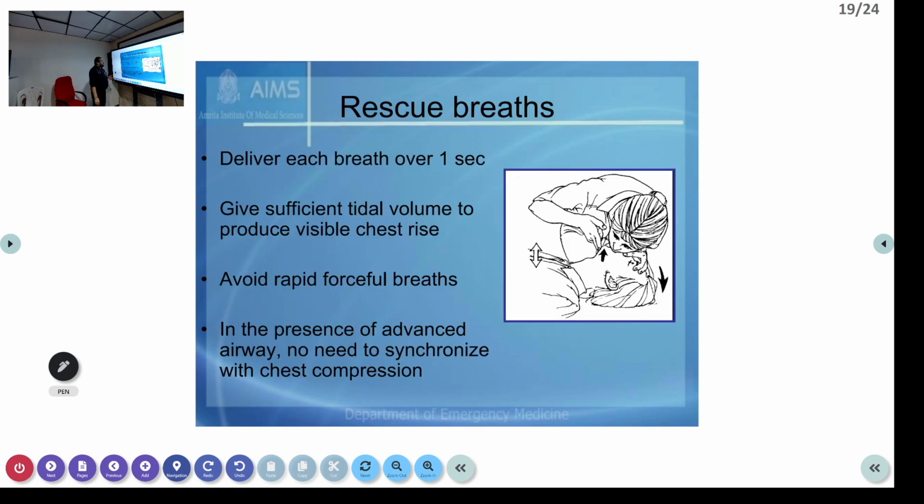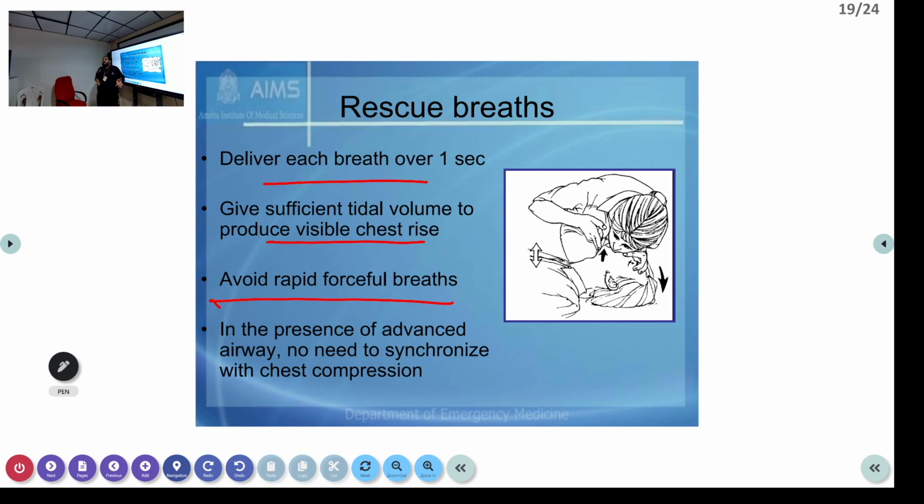Next, coming to rescue breaths. Remember that rescue breaths should be delivered over 1 second and give sufficient tidal volume to see a visible chest rise. Sometimes in adult patients it is difficult to see a chest rise, but in the pediatric age group you will be able to see it. Ideally you should see a chest rise and avoid rapid forceful breaths. With bag mask ventilation, each breath should be delivered over 1 second.